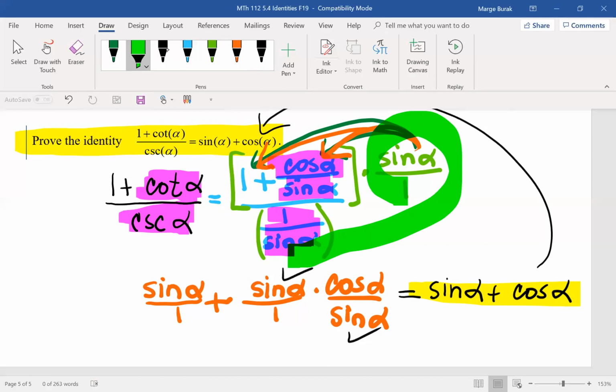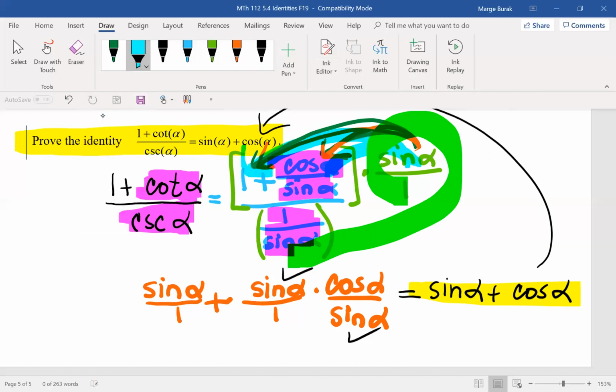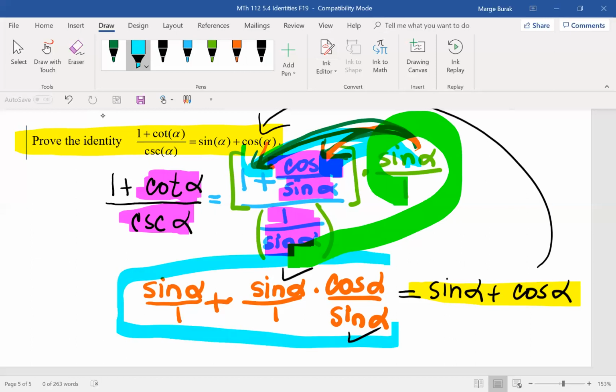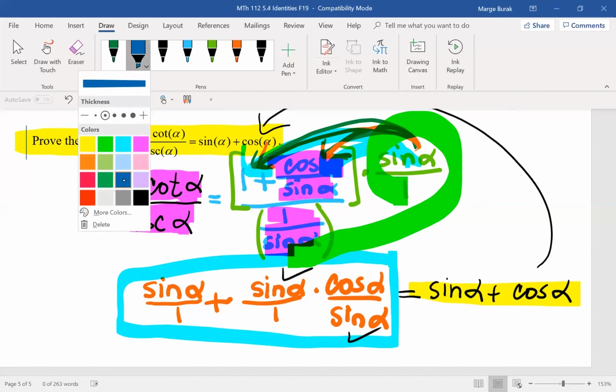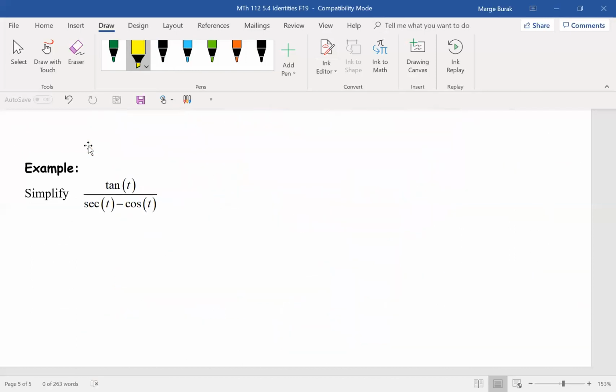Then we took the, let's go to a light blue, and then we distributed that sine to both, and we ended up with this. And then the final thing we did was, let's go with blue, was to cancel the sines out, and we were left with our yellow, this sine and this cosine, and that's what we have.